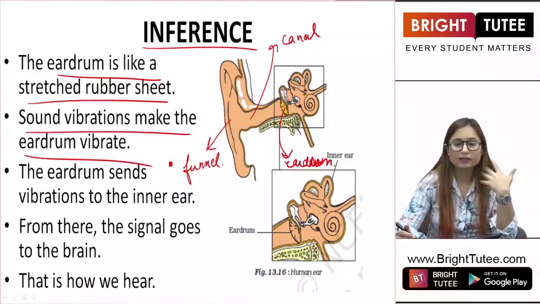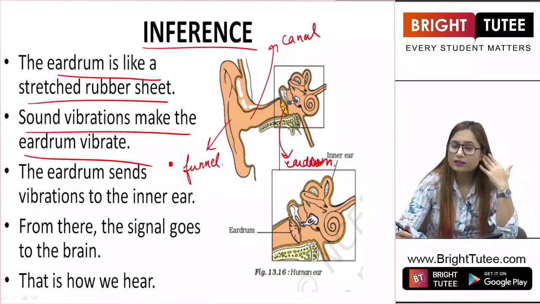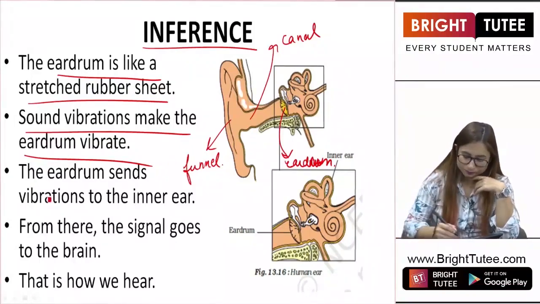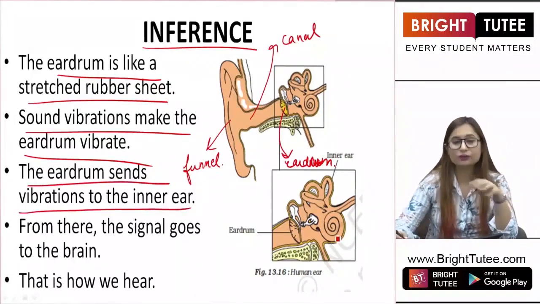As you speak, you are able to hear your own sounds as well. These sound waves also travel to our eardrums, due to which the eardrum vibrates and we are able to hear what we are speaking as well, right? The eardrum sends vibrations to the inner ear.